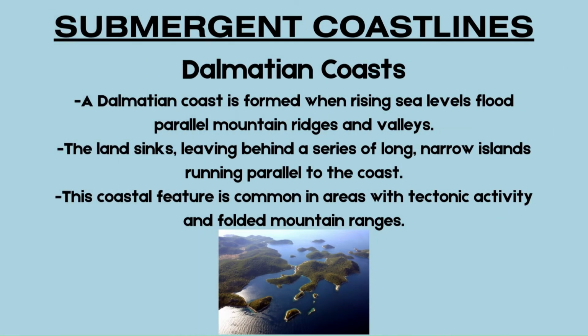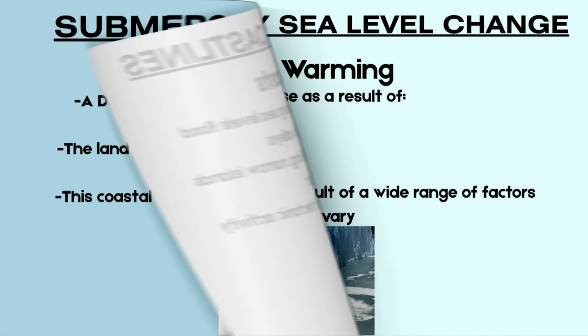Finally, Dalmatian coasts are formed when rising sea levels flood parallel mountain ridges and valleys. The land sinks, leaving behind a series of long, narrow islands running parallel to the coast. This coastal feature is common in areas with tectonic activity and folded mountain ranges.